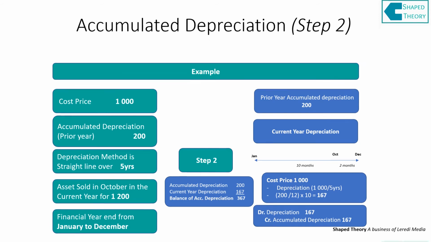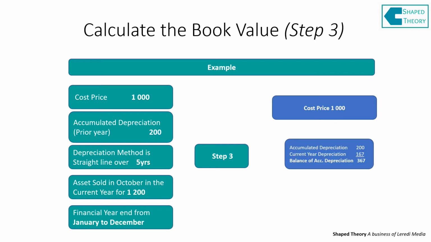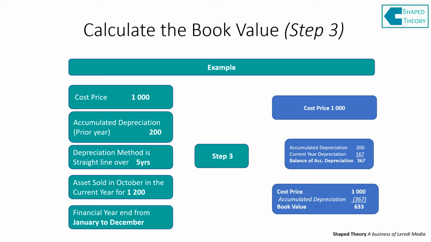Let's look at step 3. The calculation of the book value or carrying amount of the asset. As said in the previous slide, our cost price is 1,000. Our total accumulated depreciation as calculated in the previous slide is 367. In order to get to our book value or carrying amount, we will therefore say the cost price of 1,000 less the accumulated depreciation of 367, which will give us the carrying amount or book value of 633.